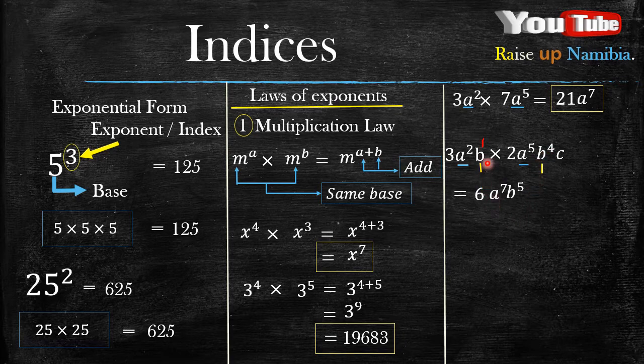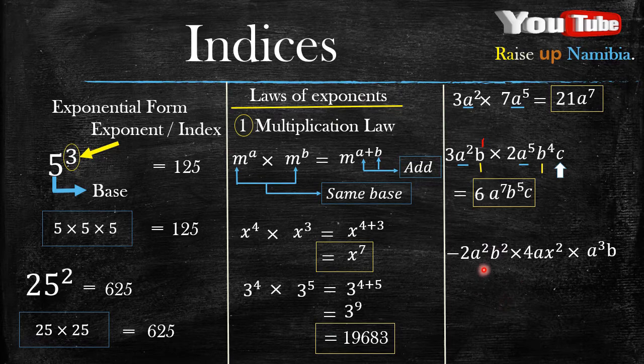Now, once you look at this side, you have exhausted all terms on this side. But once you look at this side, there is an extra C there, which is not on this side. So what do we do with that C? We just bring it down the way it is. And just like that, you have found your final answer. Okay? Now let's take a look at another example.